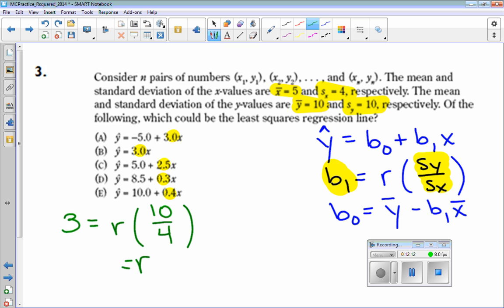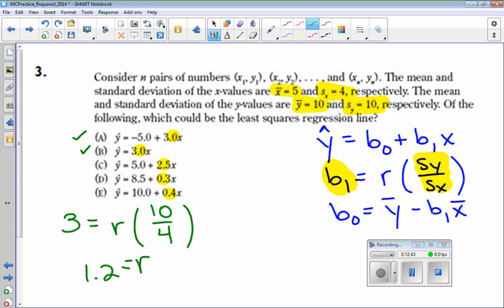Erica, I lost you. Because the 3 is the slope. I'm looking at these two as possible answer choices. I got 1.2. Do we know how to solve this for R, right? Multiply by the reciprocal, both sides. 3 times 4/10, just to solve for our correlation. So I have 3 times 4/10, and we do get 1.2.